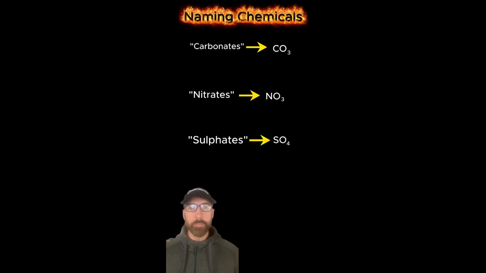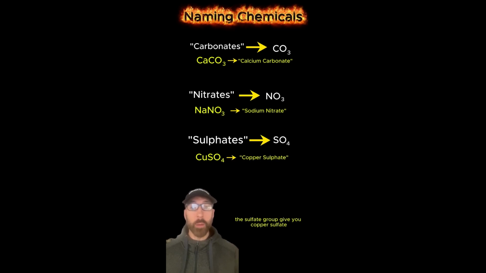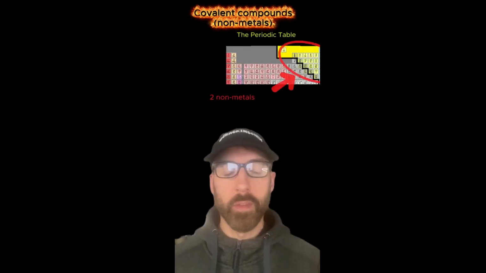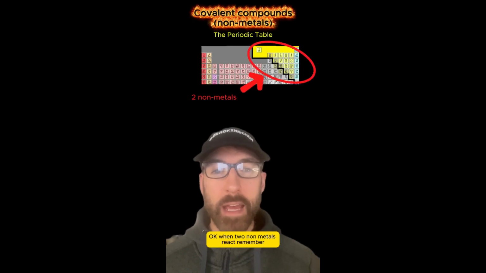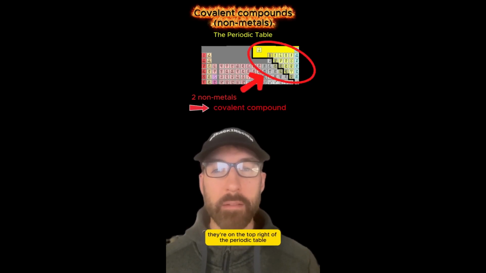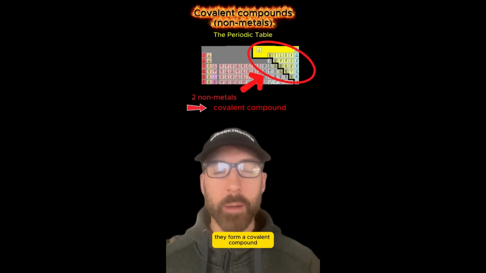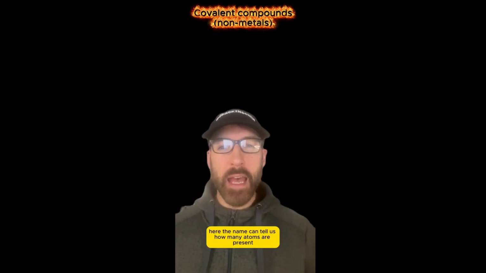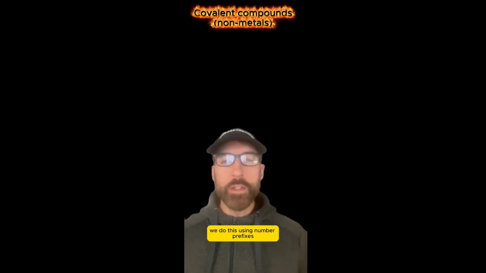For example, calcium plus the carbonate group gives you calcium carbonate, sodium plus the nitrate group gives you sodium nitrate, and copper plus the sulfate group gives you copper sulfate. Okay, when 2 non-metals react, remember they're on the top right of the periodic table, they form a covalent compound. Here the name can tell us how many atoms are present. We do this using number prefixes.